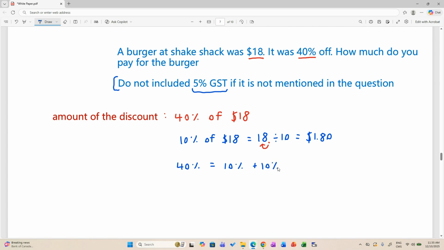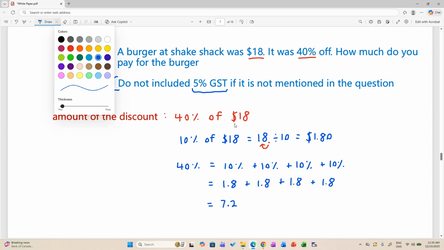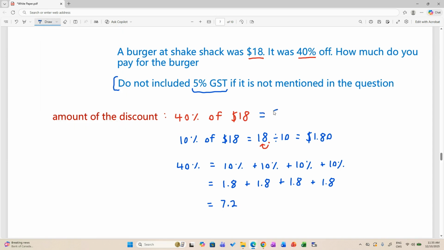Great. Now, if 10% of 18 is $1.80, 40% should be equal to 10% plus 10% plus 10% plus 10%, or just 10% times 4. So in this case, I basically have 1.8 plus 1.8 plus 1.8 plus 1.8. And if I add 1.8 together 4 times, I should get 7.2. So that means, to answer my question, 40% of $18 is actually going to be $7.20. Okay, now I found the amount of my discount.